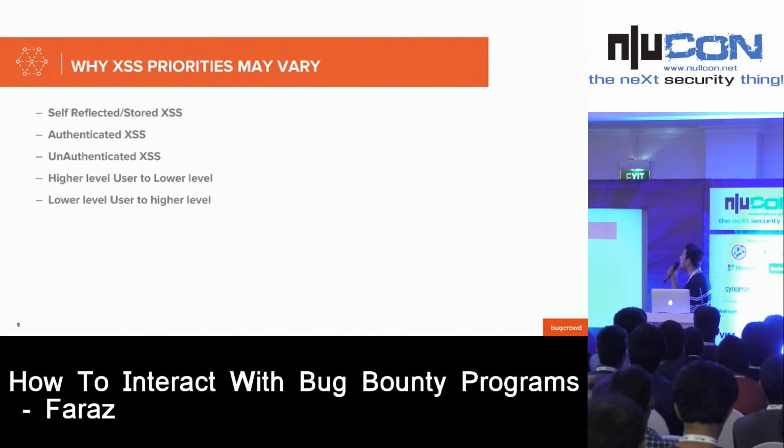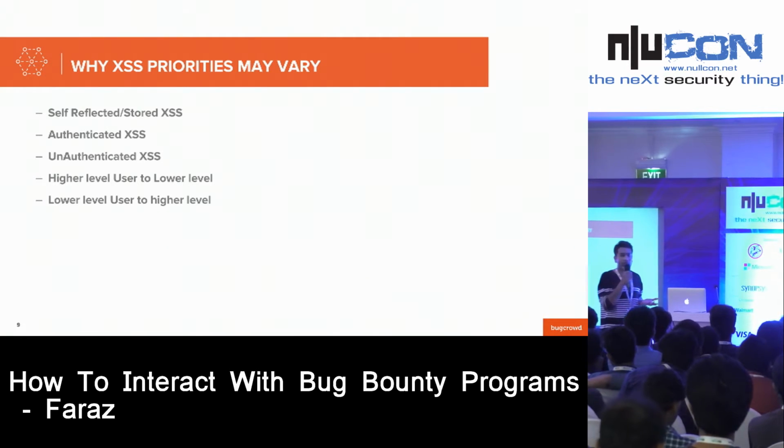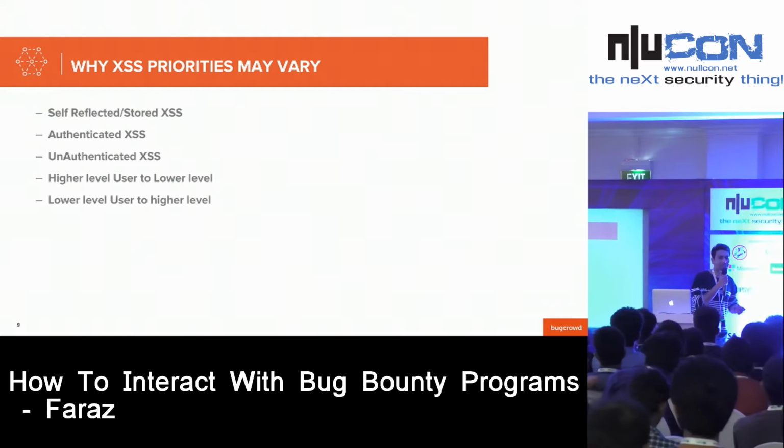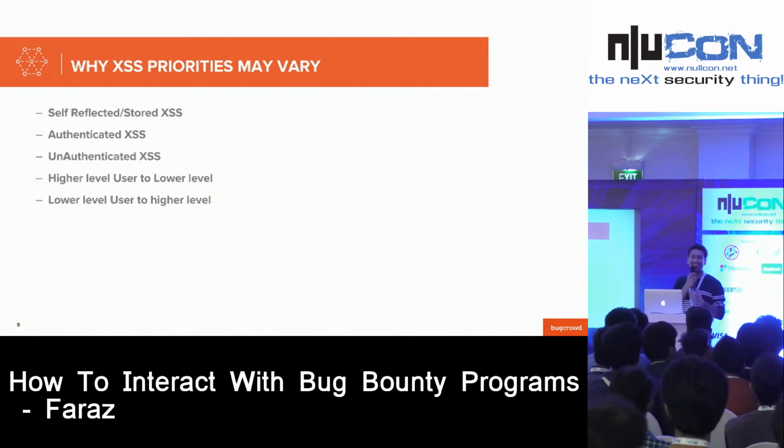So there are reflected XSS, stored XSS, and then self-stored XSS also. But even if your submission is a self-stored XSS, you won't get a P2 for that. What is the priority for a self-stored XSS? Anybody? You won't even say that word, right? It's a P5, won't fix.